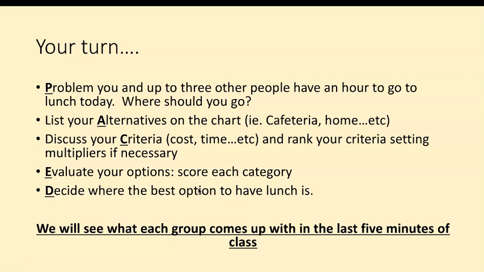Then you're going to need to set some criteria for making your decision. What's going to be the most important thing? The cost, probably how much you're going to have to pay for it, would be one consideration. A lot of students think about the amount of time it's going to take so they can get back to class on time. Some students are going to think about the taste of the food or the nutrition of the food. There can be lots of different criteria that you could choose as you're ranking your alternatives based on the criteria. After that, you'll need to add your numbers up after applying your multipliers, and you'll decide then where the best option to have lunch is.